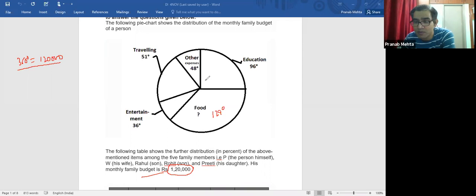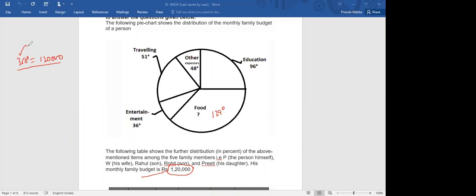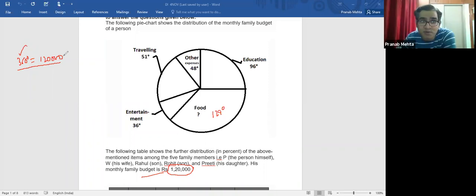Is this part clear? Yes. Now the whole of this expense is represented by what? 360 degree. Yes or no? Yes, sir. So now look here. Since 360 degree represents 1,20,000, can I say 1 degree will represent 1,20,000 divided by 360? Check it out once again.